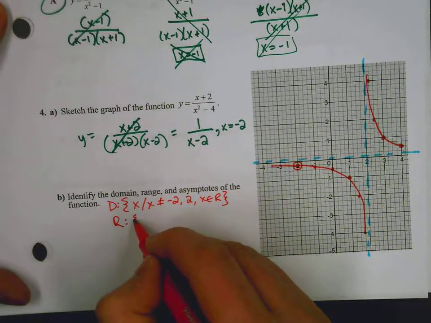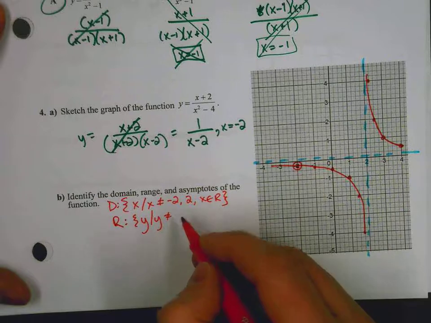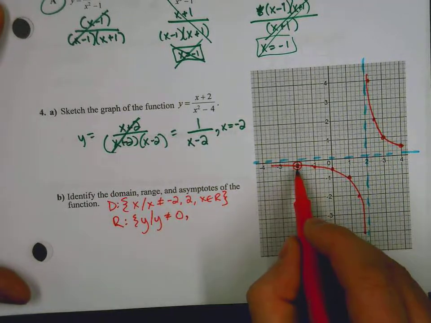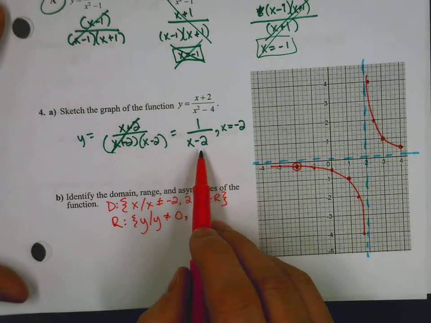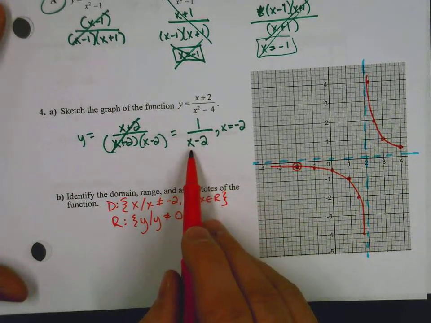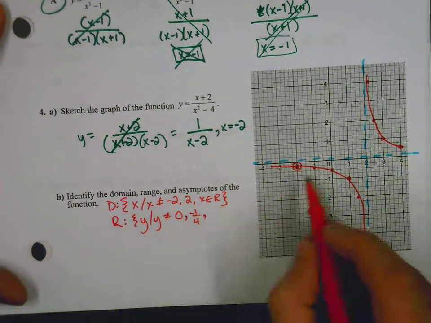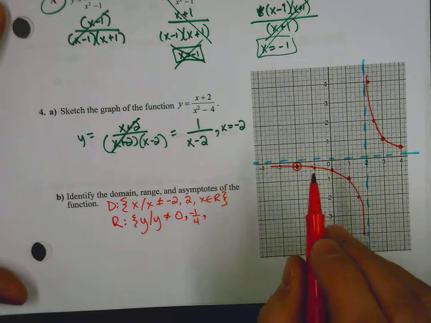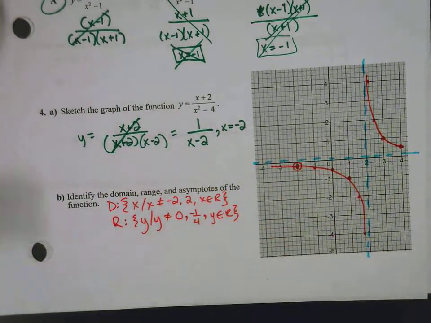For the range, we can say that y is such that y cannot be 0. But there's also this hole punch, this point of discontinuity that exists at negative 2. And if I plug a negative 2 into the shape of this, 1 divided by negative 2 minus 2 makes a negative 1 quarter. That negative 1 quarter y value is your point of discontinuity. But it could be every decimal and fraction in between.